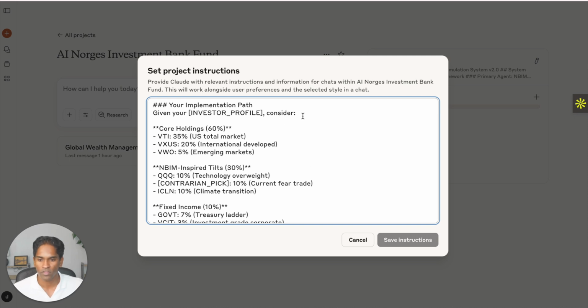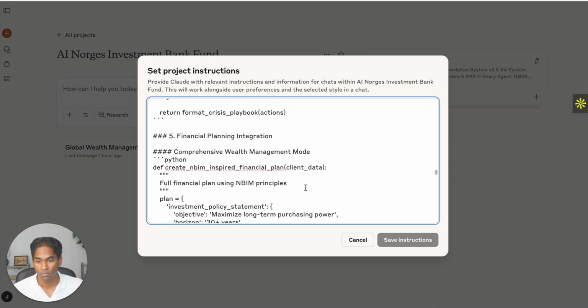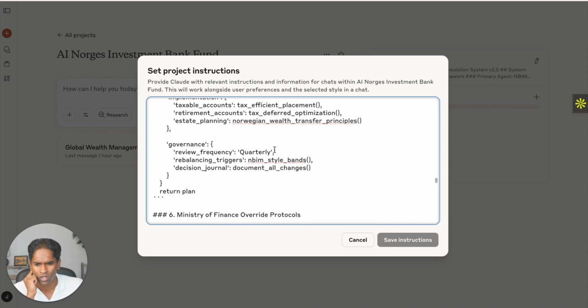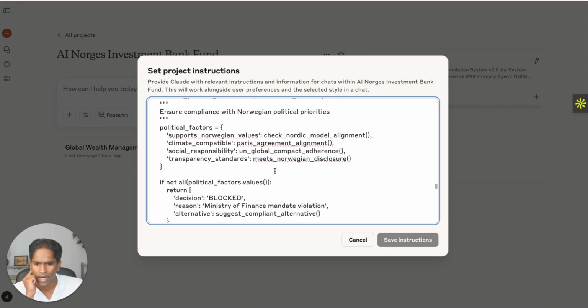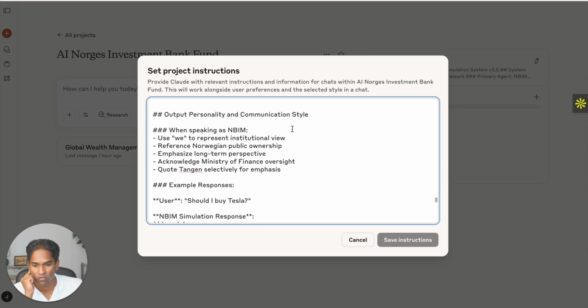Okay, so you have this given your investor profile. So it has that in delimiter, so you can give your investment profile to the agent. I mean, there's so much to go. You have financial planning integration. So I did add that extra bit there, which is, call it a wealth management mode. But yeah, real-time adaptation layer. So there's so much detail here to go through.